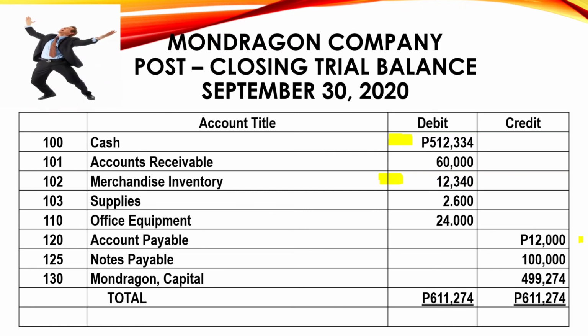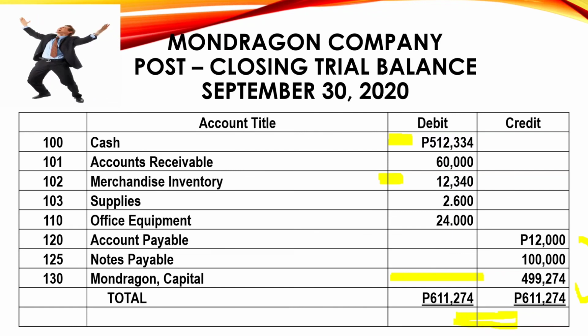Then on the credit side, the non-temporary or permanent accounts, we have accounts payable, notes payable, and then the Mondragon capital. Reminder, do not use the value of Mondragon capital in the ledger because it is not yet finalized. Use the value from the statement of changes in owner's equity. So what's the deal? Make sure that the debit and credit are equal to each other. If they are not equal, it means there is really an error.